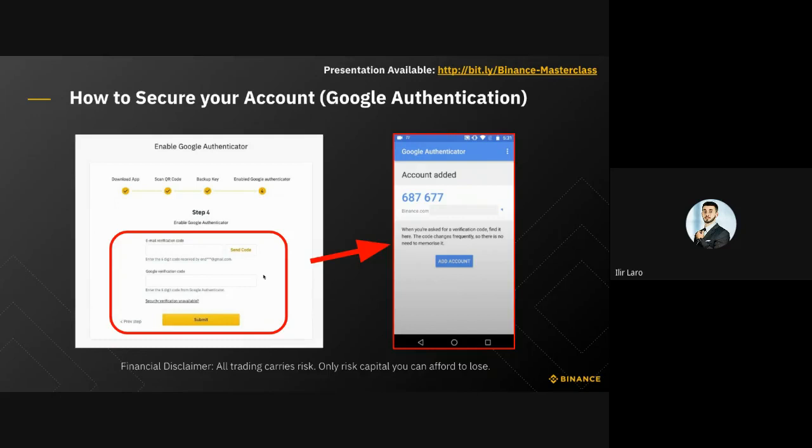There's usually a time limit. It's usually roughly 60 seconds, though I think this one is 30 seconds. Google Authenticator's code will refresh after 30 seconds, so you have to be quick with the verification. Once you've put in your 6-digit code for both Google verification and email address, you have successfully linked your Google Authenticator.